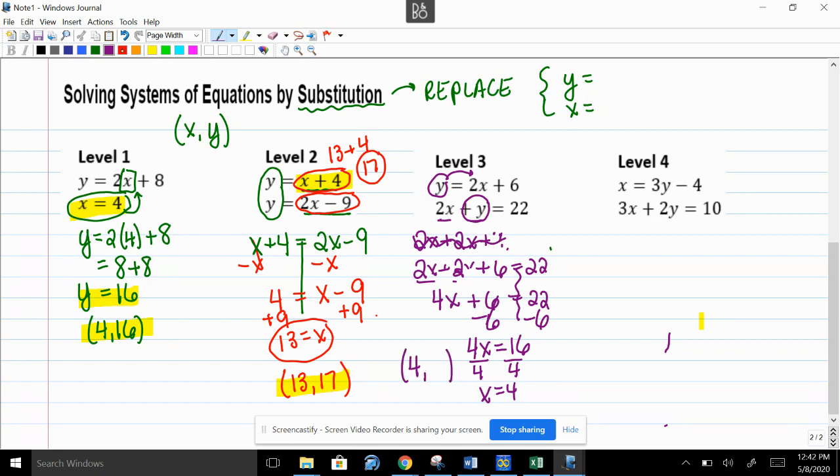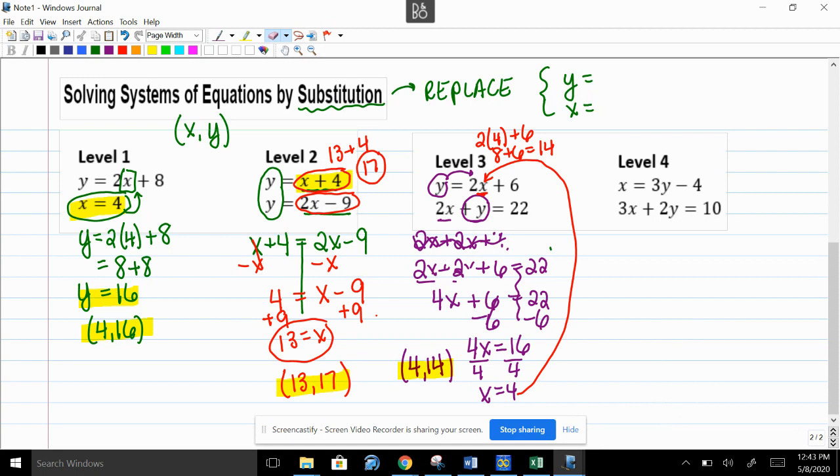Now, what am I going to do to find y? I'm going to take that 4, and I'm going to go all the way back right there. Now that I know what x is, I can substitute. So instead of being 2 times x, it's going to be 2 times 4 plus 6, which is 8 plus 6, which is 14. That's your y. So your y value is 14. Your answer there is 4, 14. Okay. All right, we made it, right?